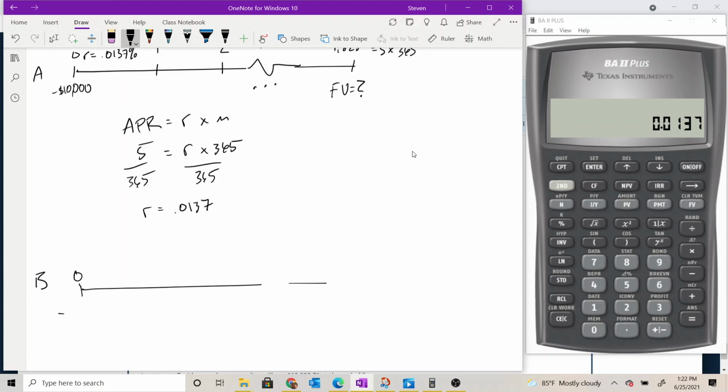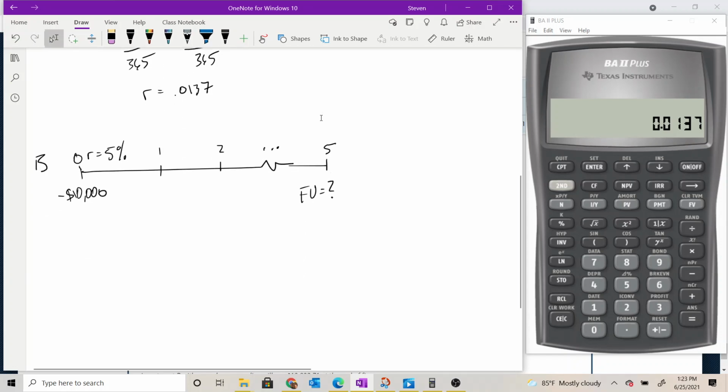With investment B, we're also going to make a $10,000 investment today, so that'll be a cash outflow for us. And this is going to earn interest over 5 years, but in this case, we're only going to be credited interest once per year. So our total number of compounding periods is only going to be 5. And we still want to know what the future value of that 10,000 is after 5 years. And our R, in this case, the compounding frequency is annually, the APR is an annual rate, so our R is just 5%.